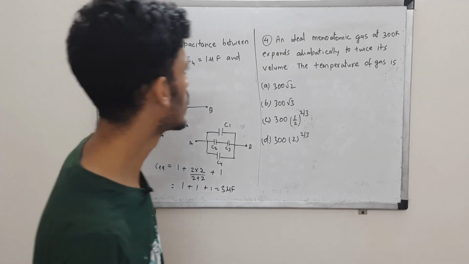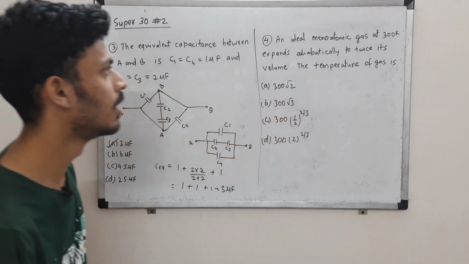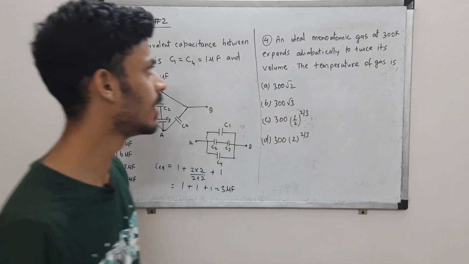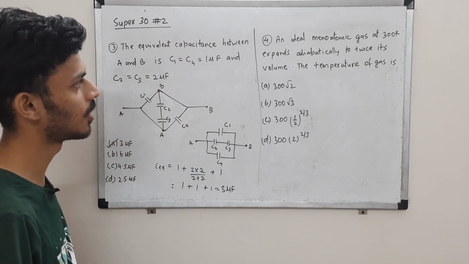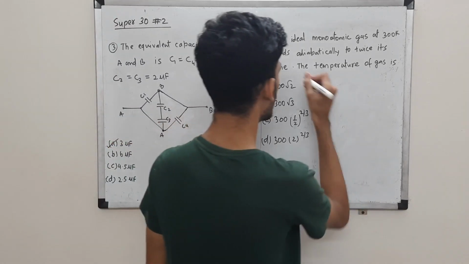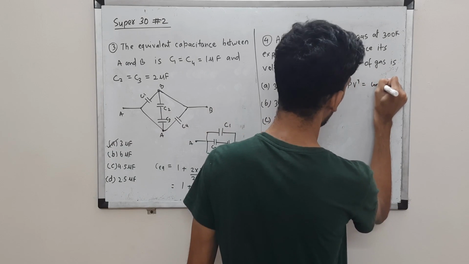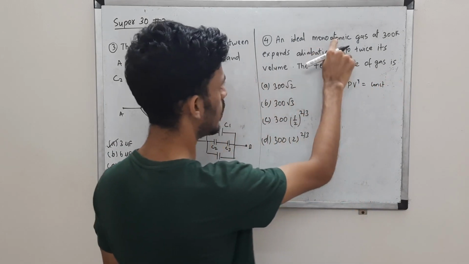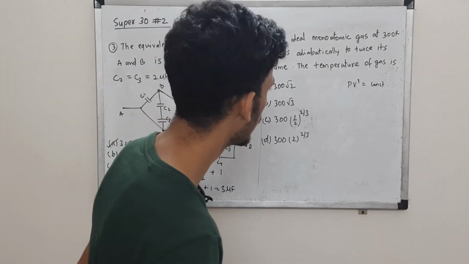So let's come to question 4. An ideal monoatomic gas at 300 Kelvin expands adiabatically to twice its volume. You are supposed to tell the final temperature of the gas. Adiabatic is given, so PV raised to gamma is constant. We can find the value of gamma because it's a monoatomic gas.